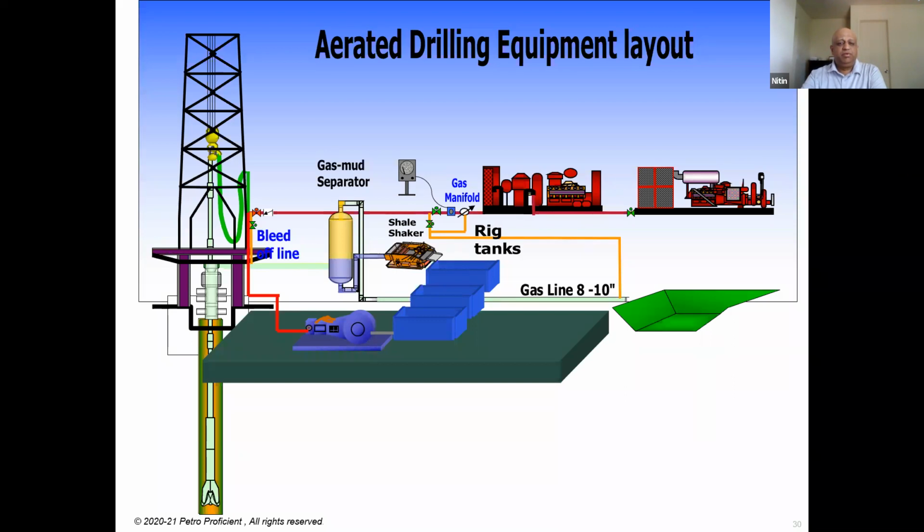Whereas the gas is vented out, and you have your gas line here as it is seen going to what is called a burning pit. Again, this pit has to be at least 45 meters far away from the wellbore. So yeah, this is the aerated drilling equipment layout, which is quite commonly used in the Middle East.